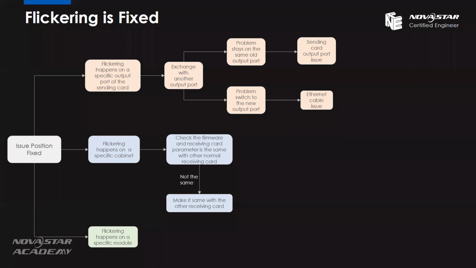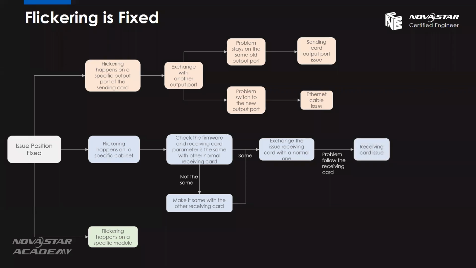We need to upgrade the same firmware to this receiving card, and we can try to read back the RCFG file from a normal one and load it to this abnormal one, to check whether the screen works normally or is still flickering. If it's still flickering, we can do the same thing as when we troubleshot the output ports of the sending card: we exchange the receiving card. This cabinet is flickering, so I can unplug the receiving card and exchange it with a normal one.